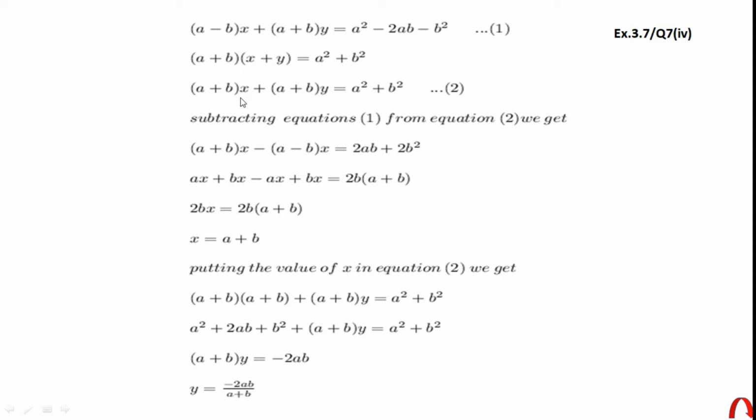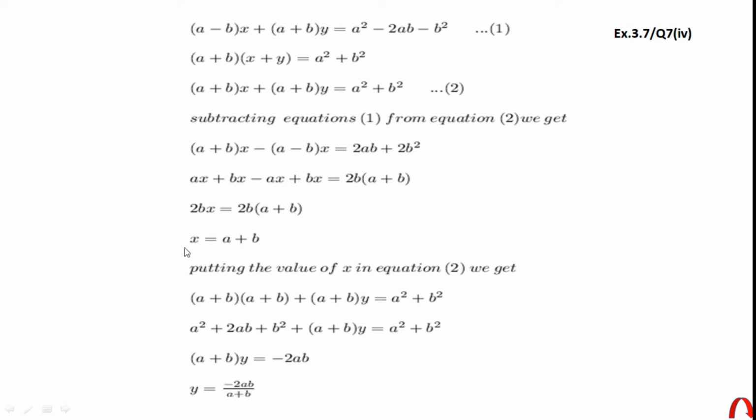So it becomes a plus b into x minus a minus b into x is equal to this minus this. So when we do that, this gets cancelled. It becomes 2ab plus 2b square. When we open this bracket, now we are going to open the coefficients and multiply them with x. Few things are going to eliminate and we will be left with this. And when we divide 2b on both the sides, we are left with x is equal to a plus b.